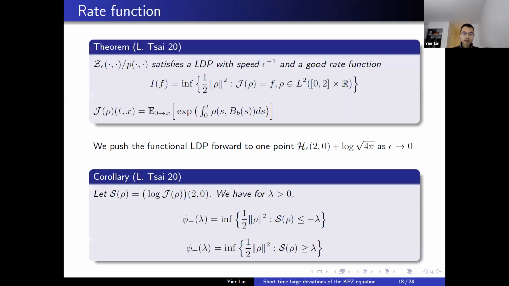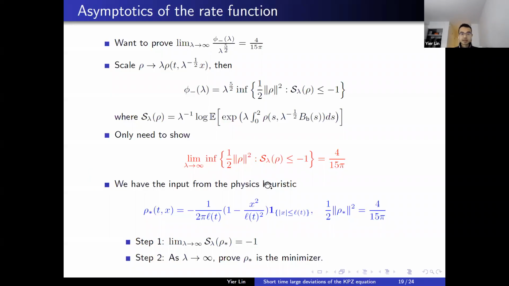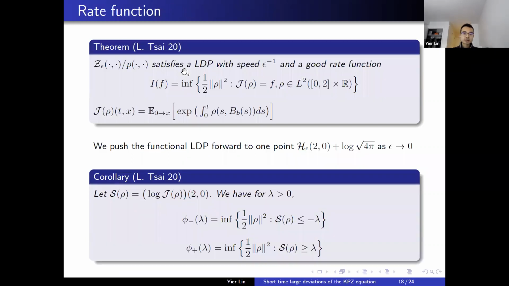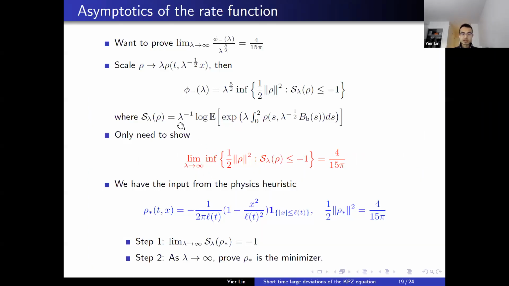The first step, so now the tool we have is just this variational expression for the rate function. With an S, it's basically the logarithm of your Feynman-Kac representation. The first step you can do is something similar to the PDE heuristic. You can apply a scaling rule in the same way. And because again you're computing the square of the L2 norm, this scaling will help you factor out the lambda to the power 5/2. But at the cost of this scaling, your map S, which is this log of Feynman-Kac, will also be rescaled. It will just become this S lambda here.